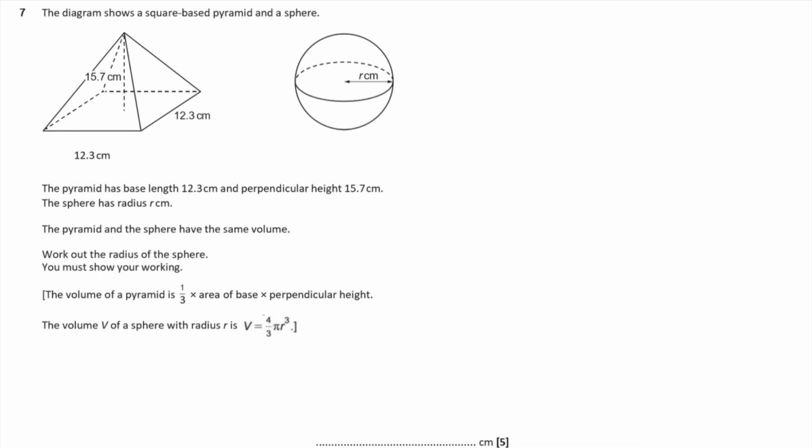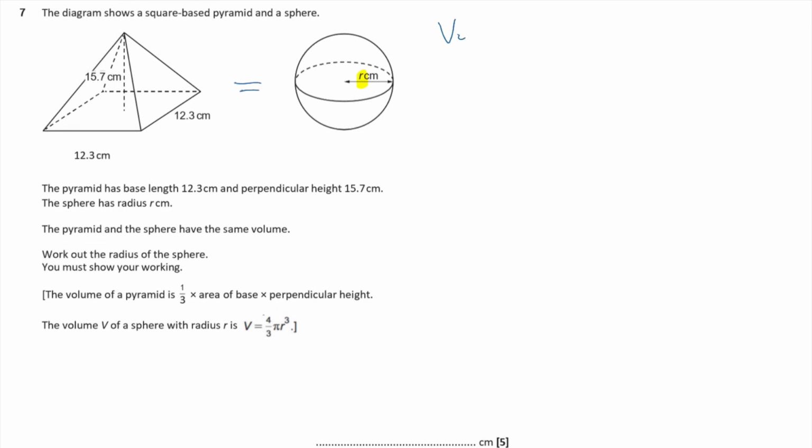Right, okay, so we know that these two shapes have the same volume, so these two things are equal in volume. Now we've got no measurements on the sphere, and we need to find out what r is, so we're going to deal with the pyramid first. So we're going to work out the volume of the pyramid, and then we're going to work backwards with the sphere formula to find the radius. Okay, so let's crack on with that then.